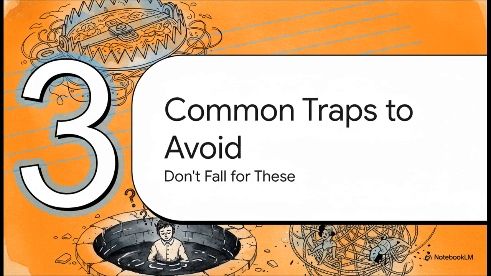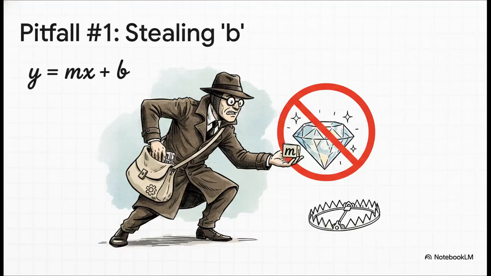The other half is knowing what not to do. So let's quickly cover the two most common traps people fall into so you can just sidestep them completely. The first and by far the biggest mistake is getting greedy. Remember that spy mission? We are only there to steal the slope, the m. Some people accidentally grab the y-intercept, that b value as well. But that's a huge mistake. The new line is in a completely different place. The only thing they share is their direction. Just take the slope and get out.